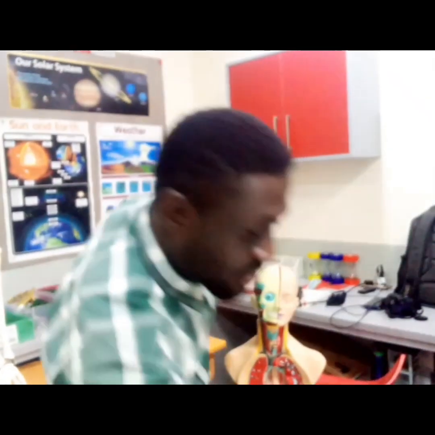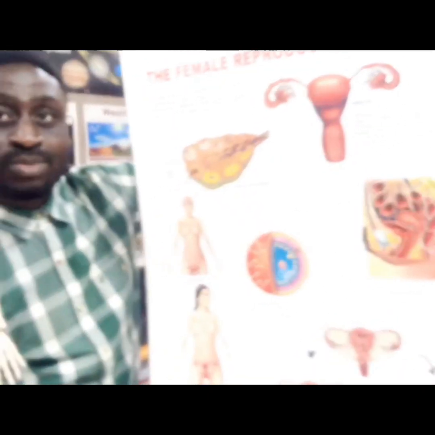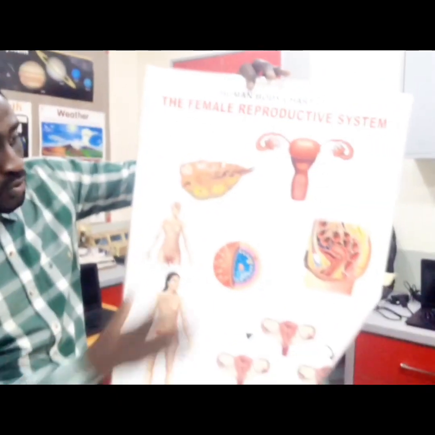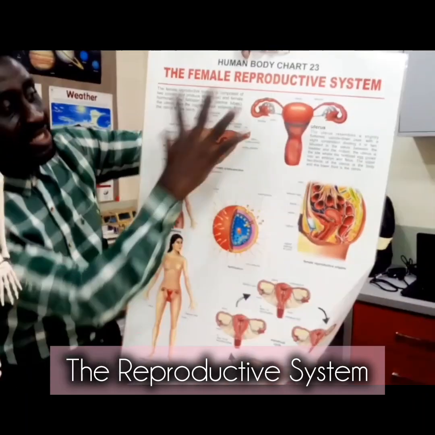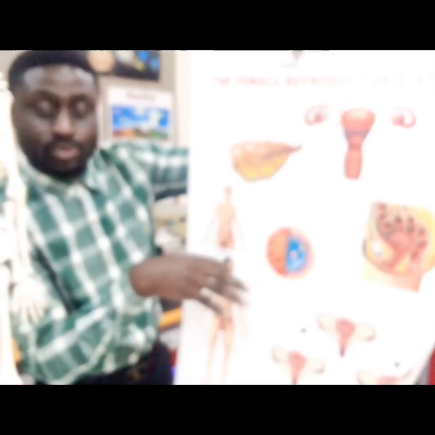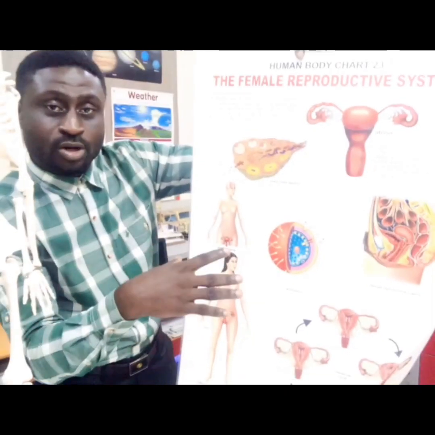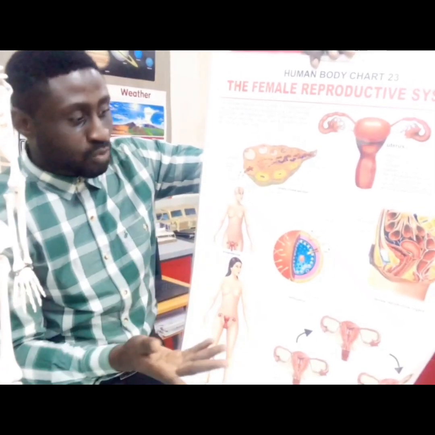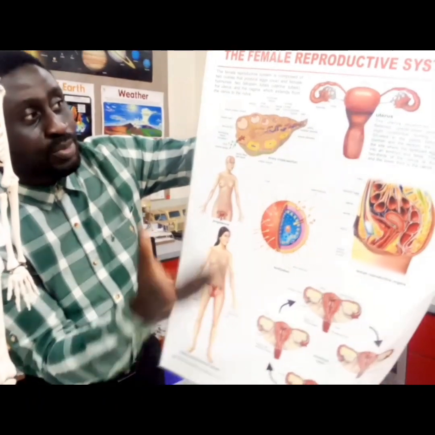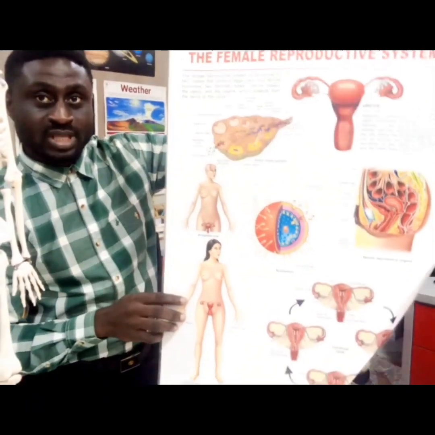I have another chart for you here that shows the reproductive system. This is the reproductive system that serves as a means for organisms to reproduce themselves from one generation to another. So this is a reproductive system. It's a system because there are many organs that are found in this reproductive system that makes it to be called a reproductive system. And what are the organs? Like we have the male and the female reproductive organs. So many parts came together to form this.